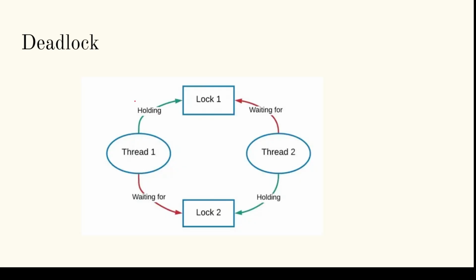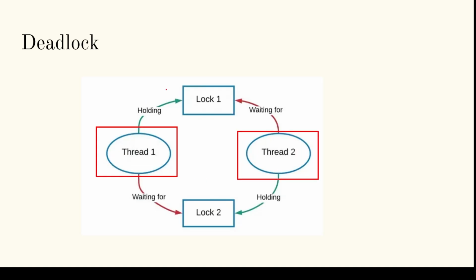Let's consider this scenario. Here we have thread 1 and thread 2, right? And let's suppose we have two resources. One is resource 1, and one is resource 2. So what is happening here? Thread 1 has acquired lock on resource 1. And thread 2 has acquired lock on resource 2.